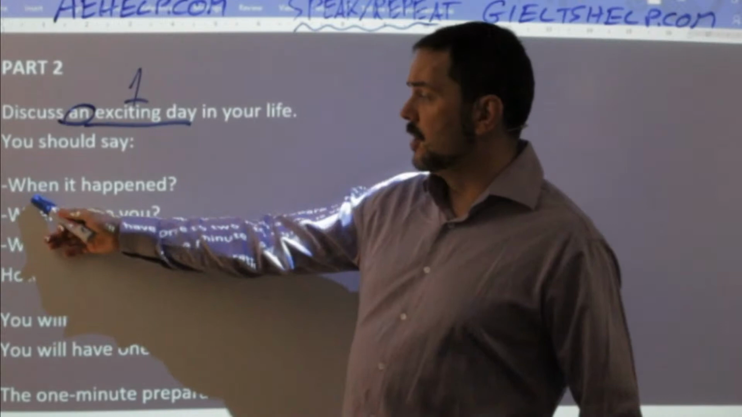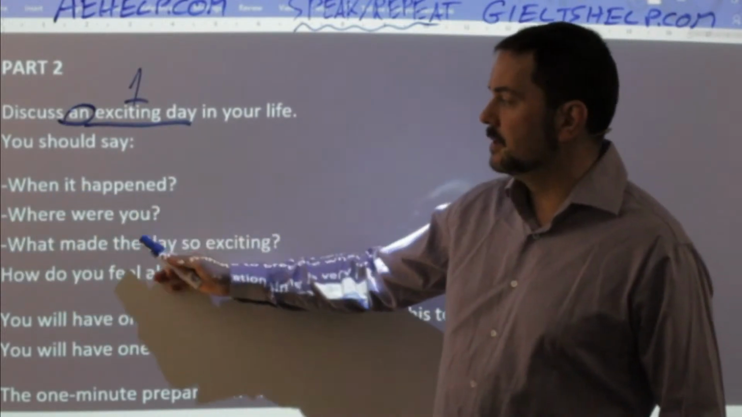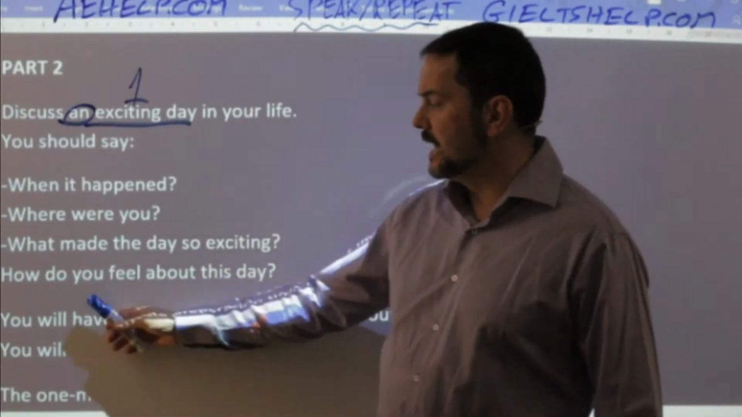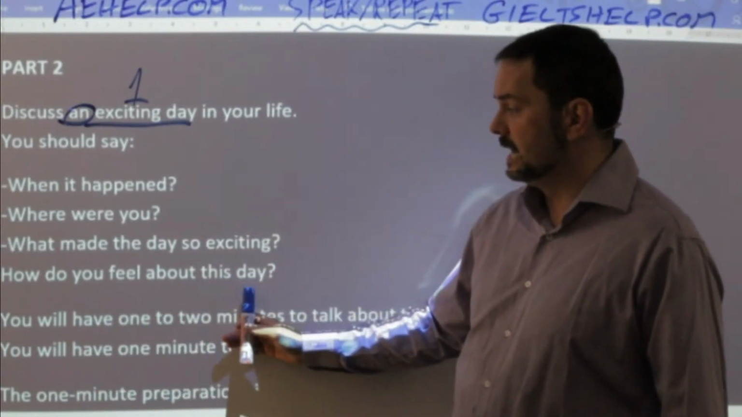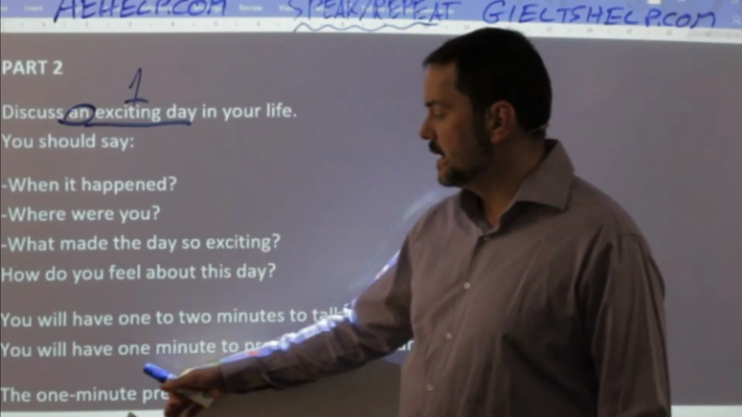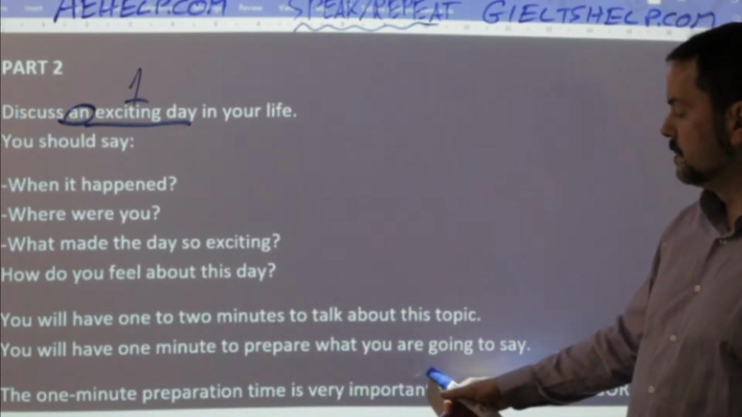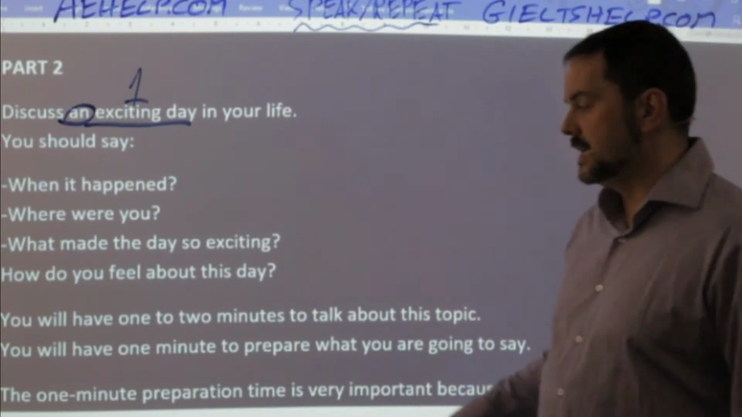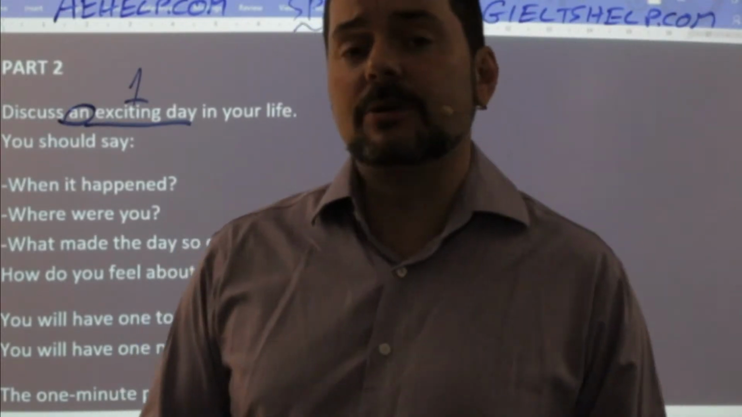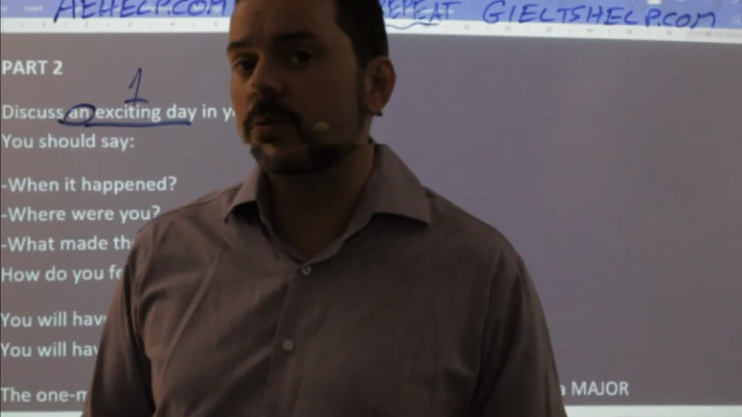So then here are the questions. When did it happen, where were you? What made the day so exciting? How do you feel about this day? You will have 1 to 2 minutes to talk about this topic. You will have 1 minute to prepare what you are going to say. And then you start your preparation. You've read the question. You've read it twice.